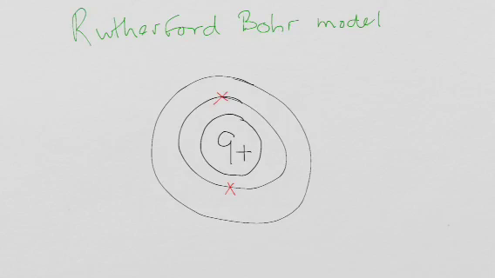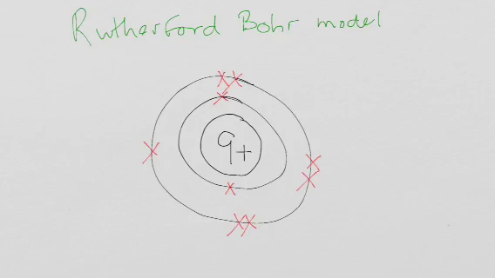How many do I have to draw in the second orbit? 2 plus 8? No. I need a total of 9 little X's. How many am I missing? I've got 2. I'm missing 7. 1, 2, 3, 4, 5, 6, 7. Okay, this is a representation of a Rutherford-Bohr atomic model.